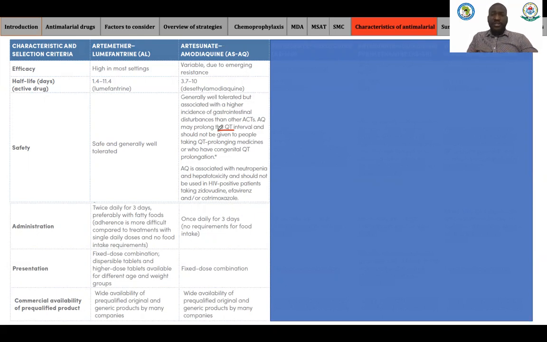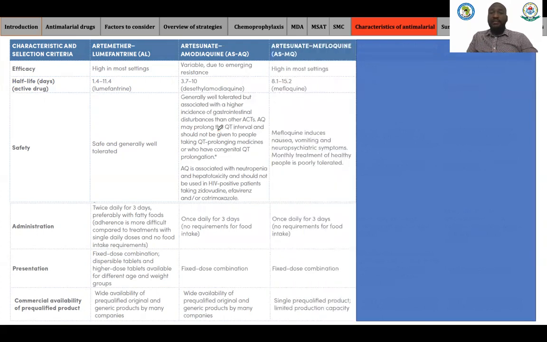And the fixed dose combinations are available. Fixed dose combination is like one single tablet with a combination of drugs. And also it's widely available and WHO pre-qualified, original products. And there are also generic products that are provided.